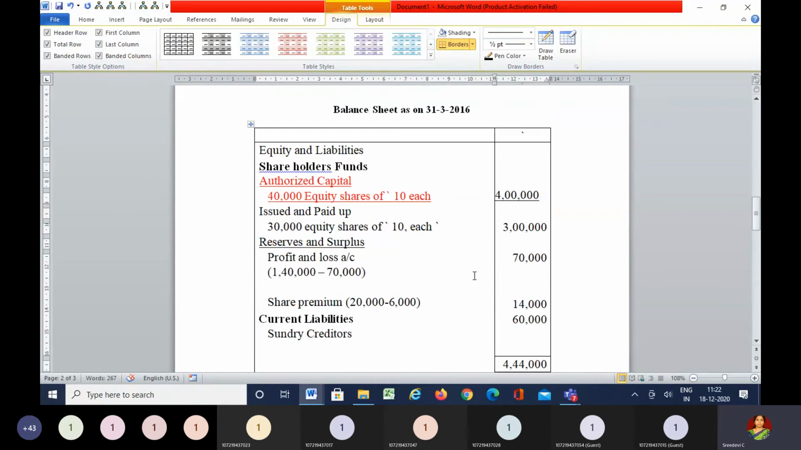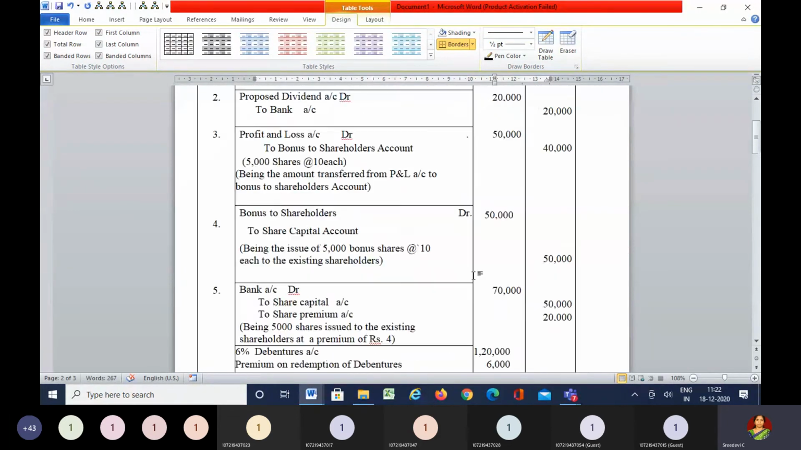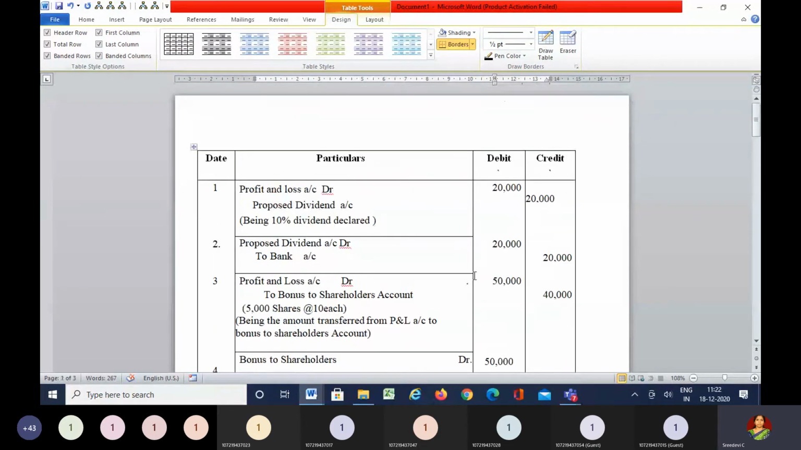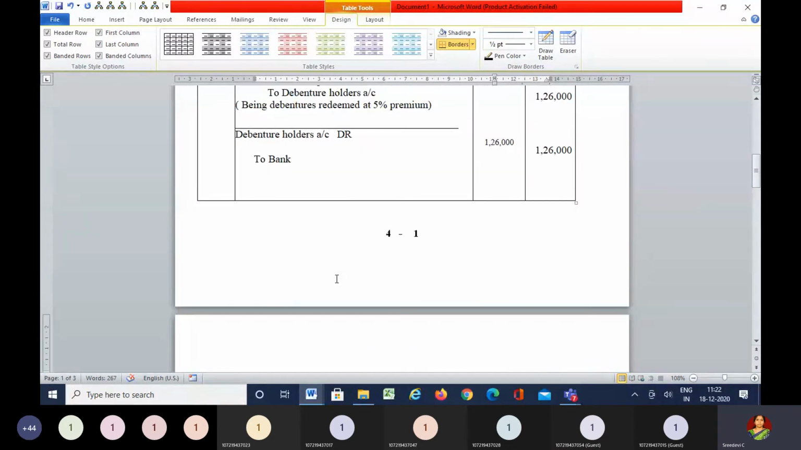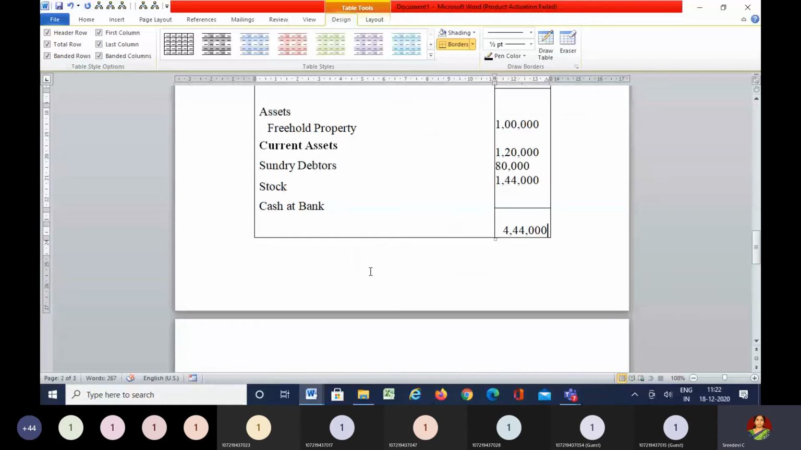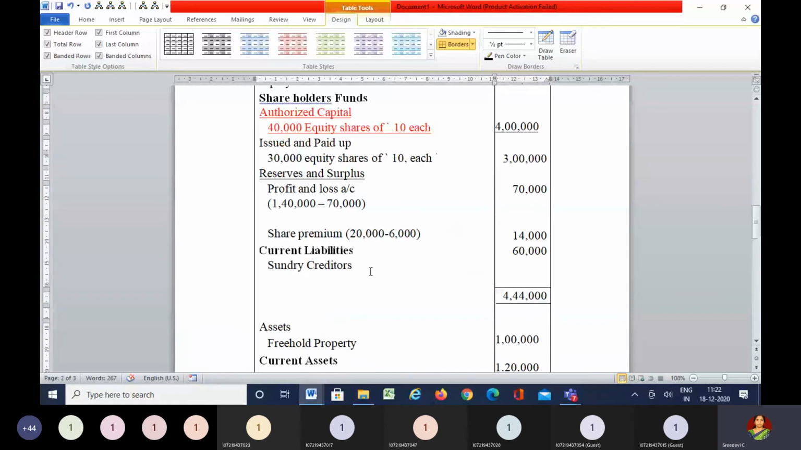So this is how you have to present the balance sheet, along with the journal entries. It's quite a lengthy problem and definitely expected for 10 marks in the examination. It was a very, very important problem. It took a lot of time for me to solve. Is it fine or any doubts?